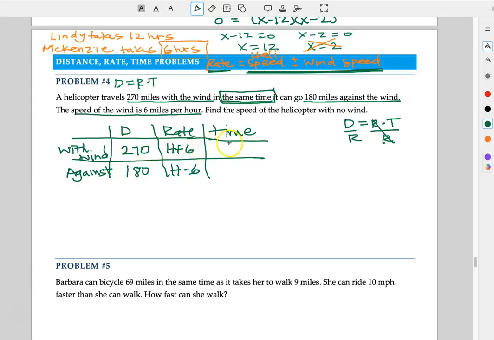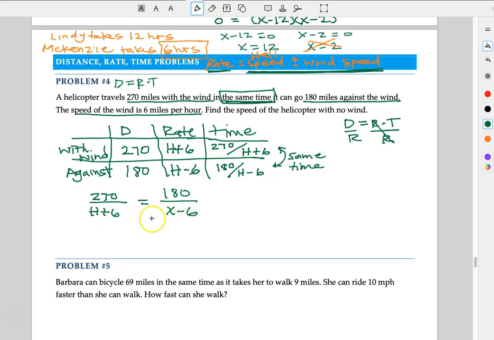We got something here for distance, so that's going to go on the top, and then the rate is going to go on the bottom, h plus 6. And then similar down here, we set it up with distance divided by rate, so our distance is 180 divided by our rate, which is h minus 6. And then we know that it has to be the same time. So when it says same in math, what does that mean? Equals? Yeah, they got to be equal to each other. So when I set up this equation to solve, I'll have 270 over h plus 6 equals 180 over h minus 6.